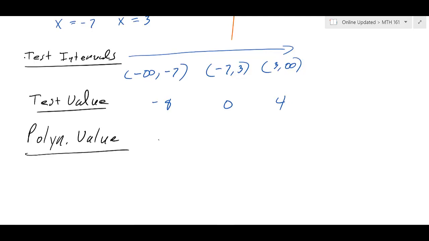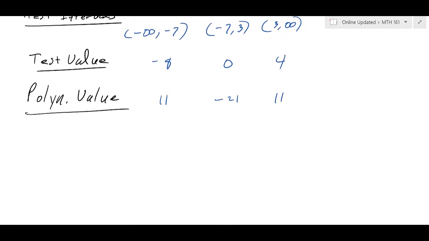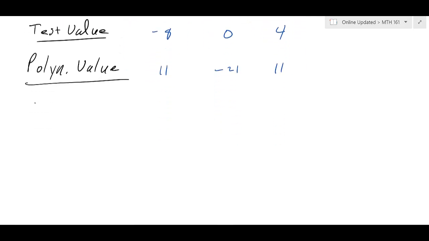So we have 11, negative 21, and 11. So once again, the conclusion is that we have a positive, a negative, and a positive. So how can we use that to identify the solution?